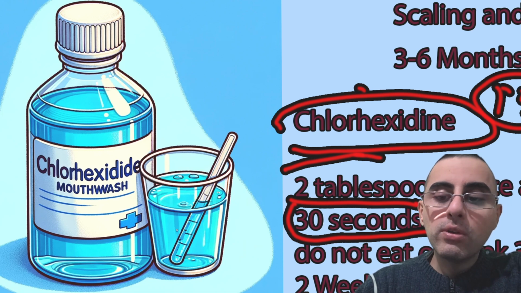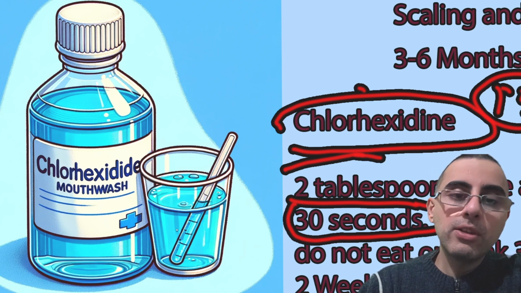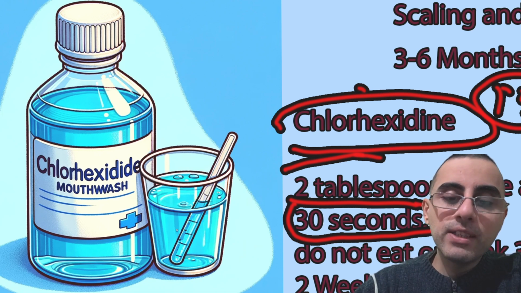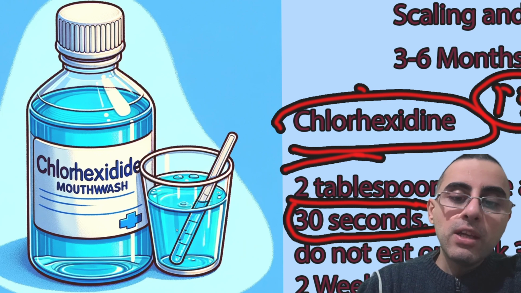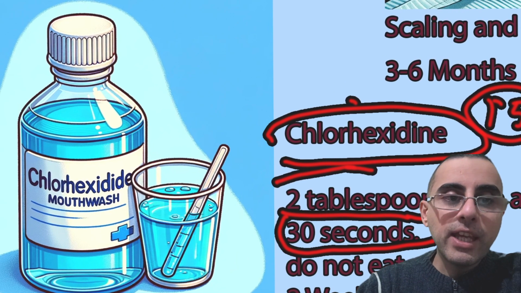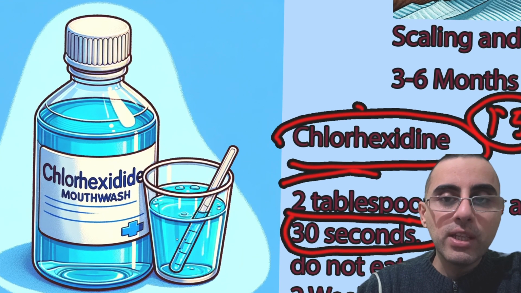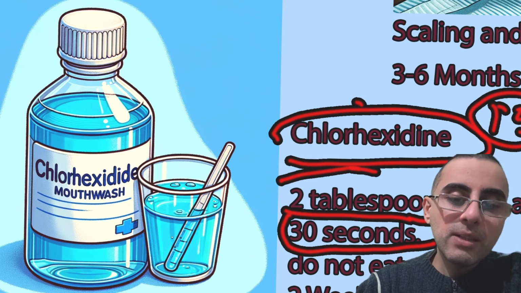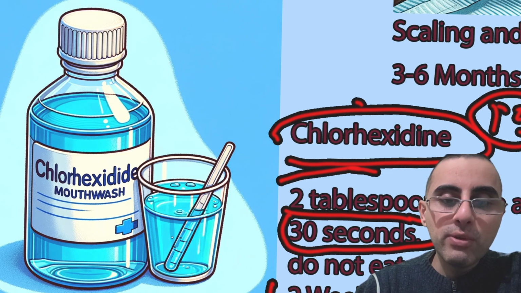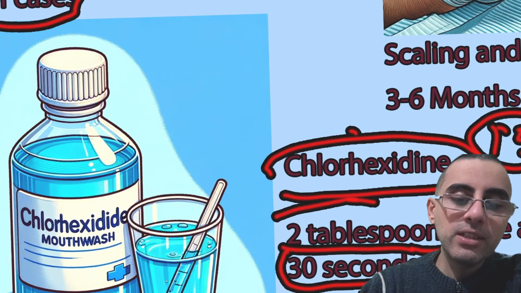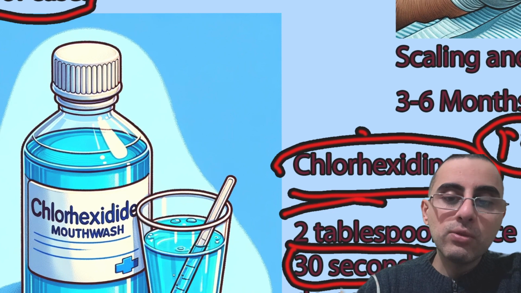Don't eat or drink for around 30 minutes after rinsing with chlorhexidine for its best effect, and you can do this for 2 weeks. After 2 weeks it can have some side effects, so it's not favorable and not advised to use. Sometimes it is recommended for months, but usually the optimal duration of treatment with chlorhexidine is rinsing 2 times a day for 2 weeks.